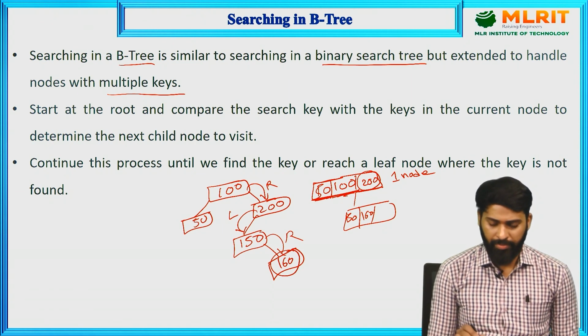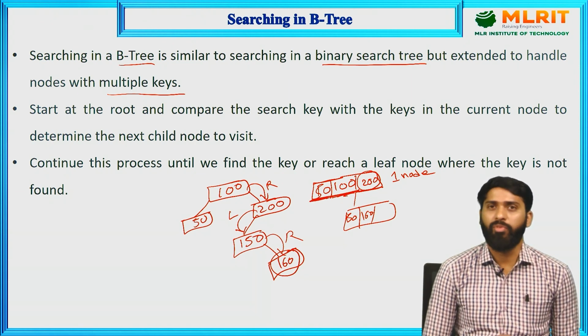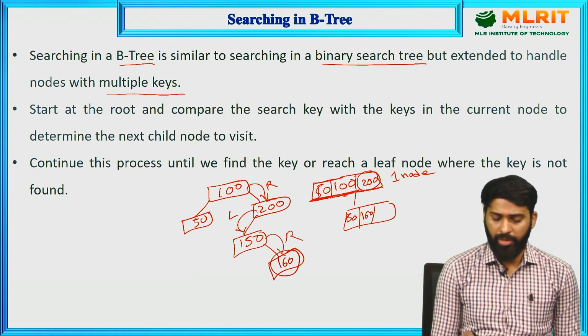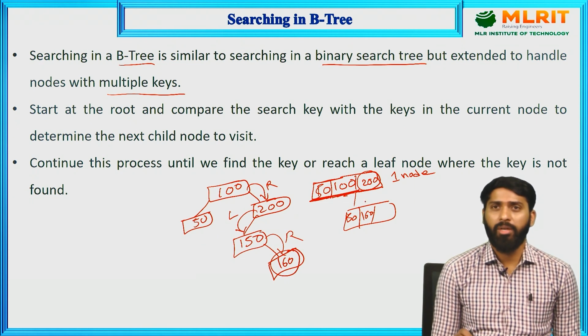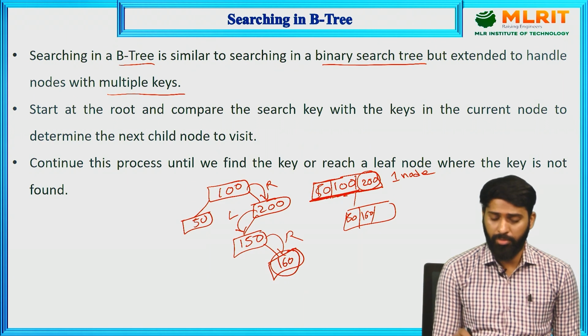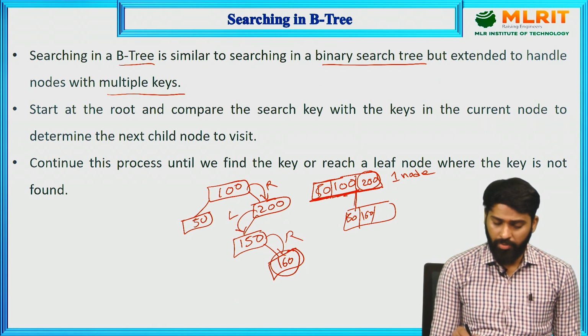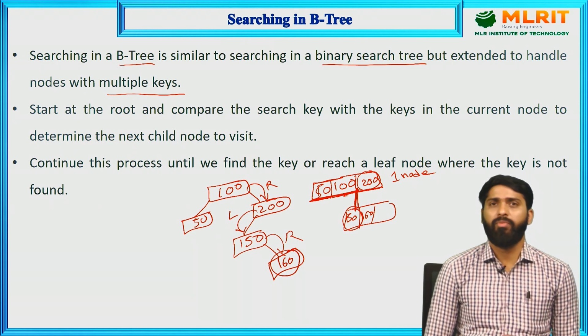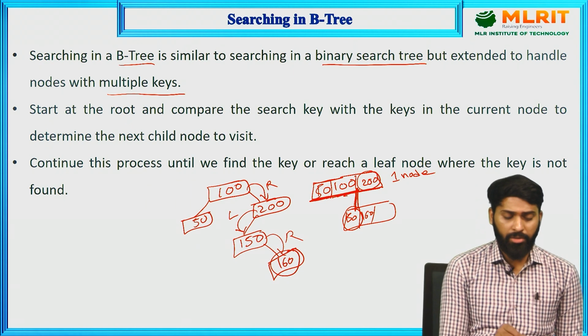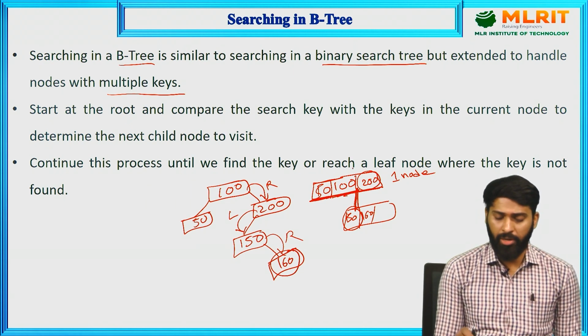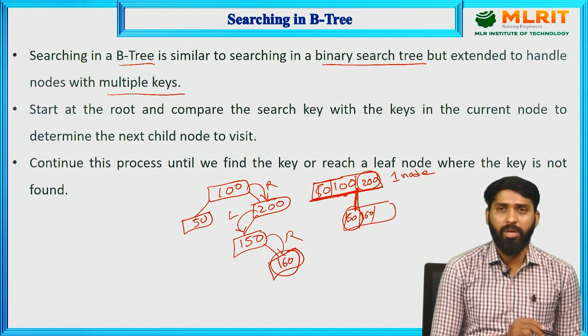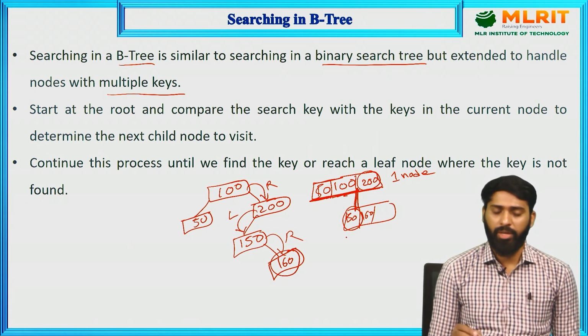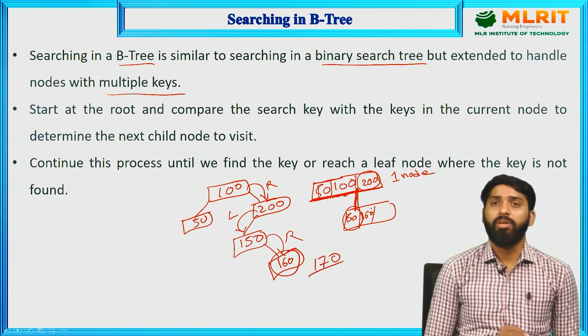Now, here also the same. Searching for 150, it is compared with 50 and it is not matched. Next, compare 150 with 100. 150 is greater than 100, so move to the next one. 150 is less than 200, so we move to the left child of 200. Here, 150 equals 150, so the element is found. So, continue this process until we find the key or reach a leaf node where the key is not found. For example, if I give the input as 170, then 170 is not found.